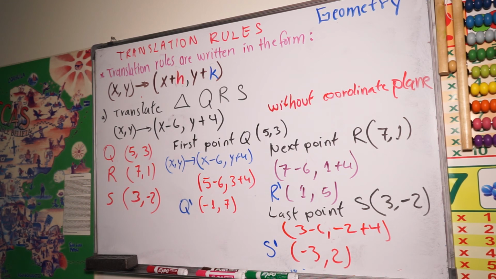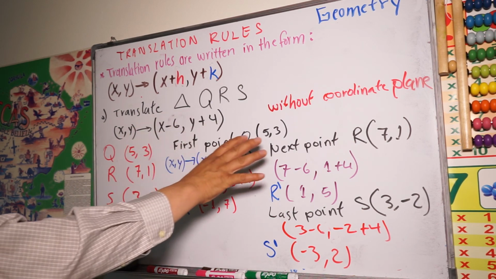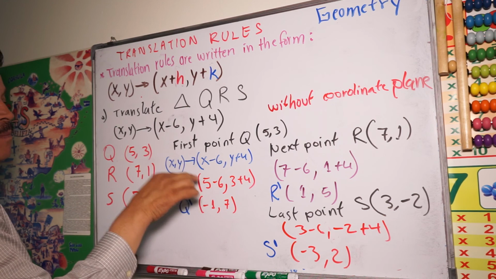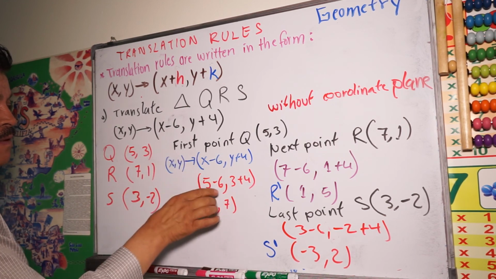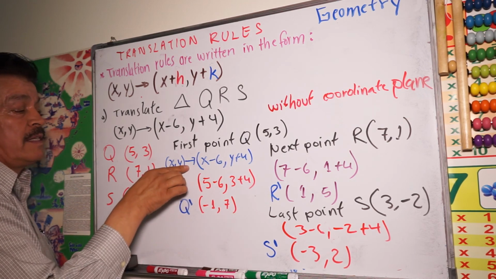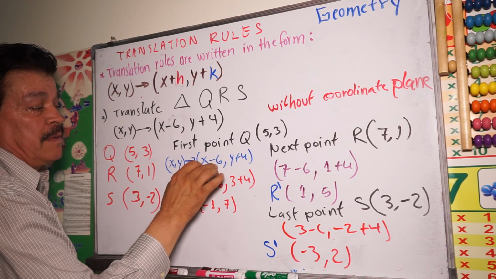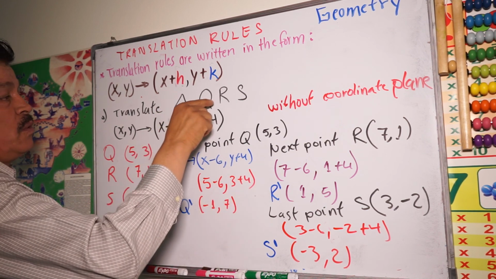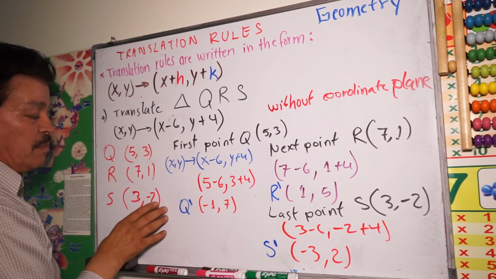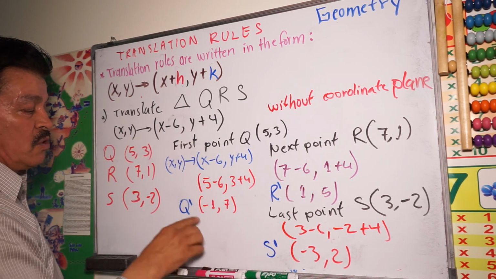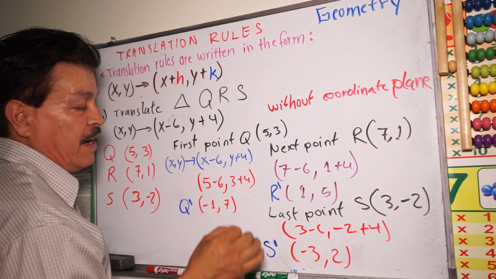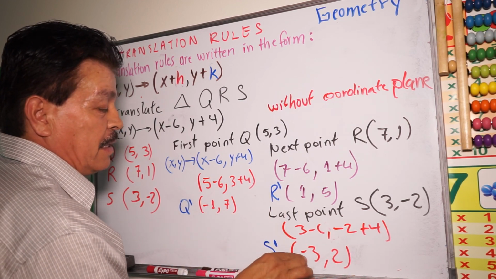The way to solve, so that is the way to solve without using the coordinate plane, just use the numbers, use the data, the points here, and then plug in the formula. The problem that we have in this case, x comma y is translated to x minus 6 comma y plus 4. So this triangle QRS is translated from these points to Q prime minus 1 comma 7, and then R prime 1 comma 5, and then S prime minus 3 comma 2.